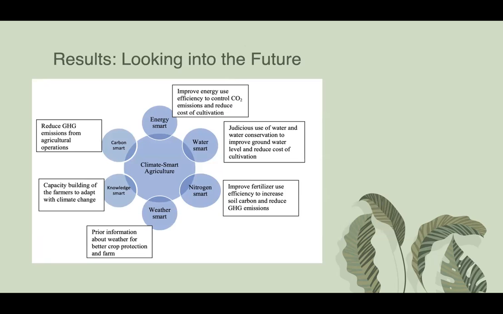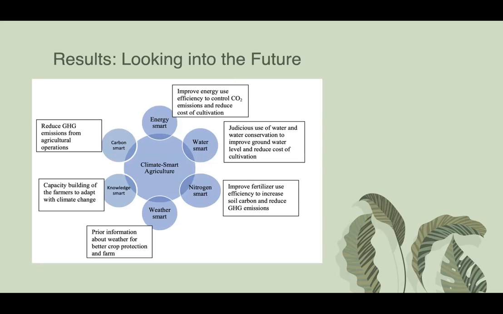So in the results for looking in the future, there are 6 key factors to becoming more climate smart when it comes to our agriculture. First, we can be more energy smart, which we can improve our energy use efficiency by controlling our CO2 emissions and reducing the cost of cultivation. Second, we can be water smart.